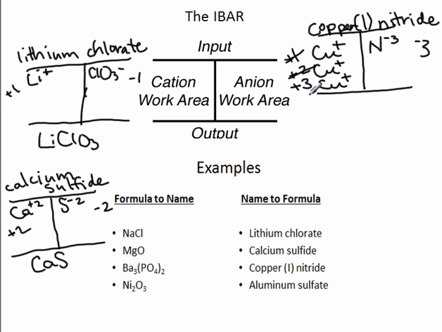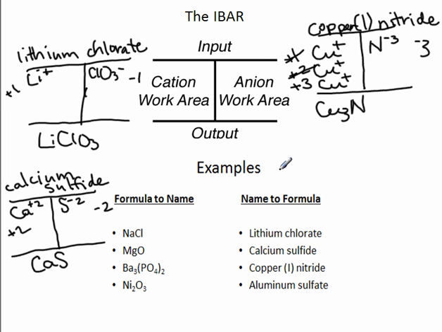My cation is going to be written first in my formula, so that's Cu, and I have 3 of those. 1, 2, 3. So my subscript right here is going to be a 3. That tells me I have 3 of that copper ion. Nitride is just N, and I only have 1 of those, so I don't have to write any kind of subscript for that. The formula for copper 1 nitride is Cu3N, and our I-bar helped us to figure that out.